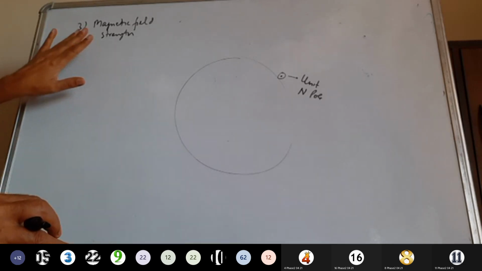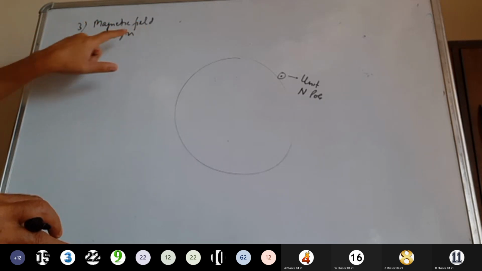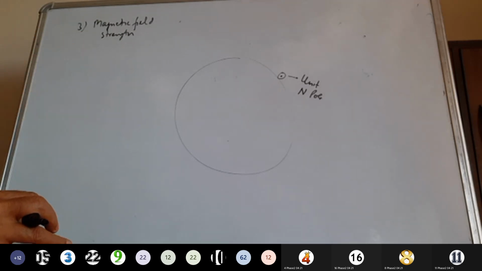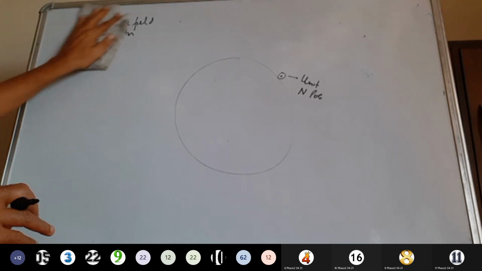In some places they call this third element not the total field strength. The third element they call it the horizontal component of this. Okay, so that is what we are going to look at.